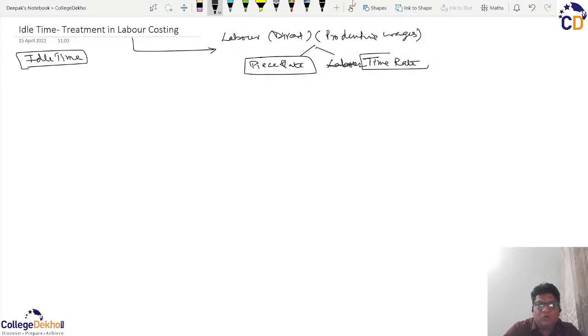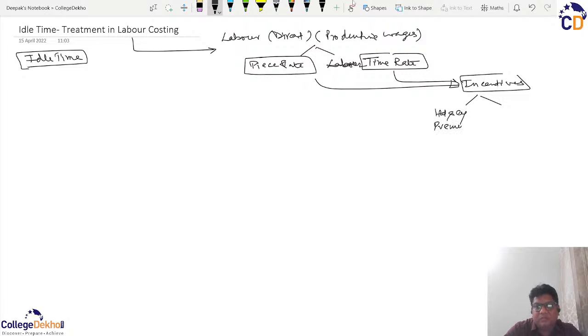And these both systems can either be undertaken without any concept of incentive, but normally they are also with incentives, and those incentives can be given by various methods, but the primary used methods of paying incentives are the Halsey premium method and the Rowan plan that we have already discussed in our last session.